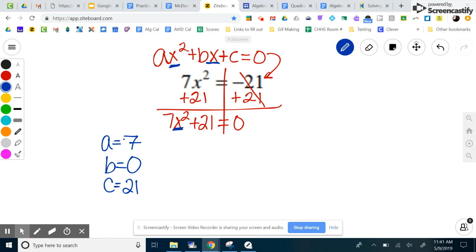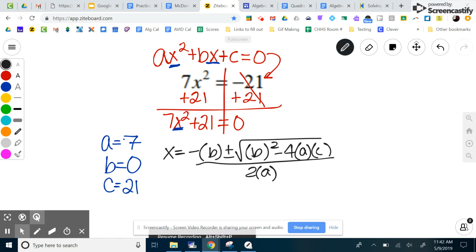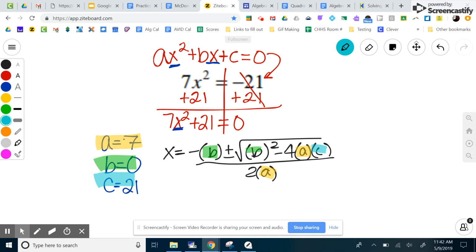Go ahead and pause your video, write down the quadratic formula. So the quadratic formula is x equals the opposite of b plus or minus the square root of b squared minus 4ac all over 2a. So we're ready to start plugging things in. So a goes here and here, b goes here and here, and c only goes right here. So pause your video, plug it in.